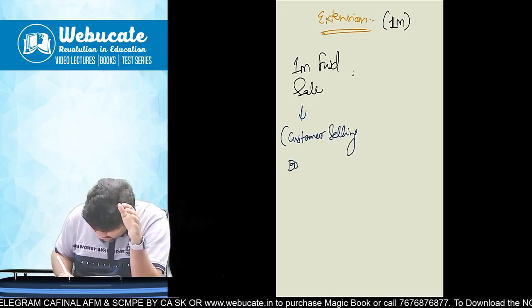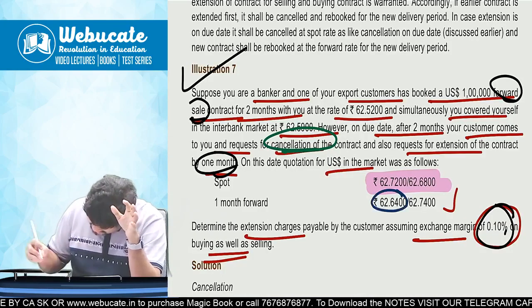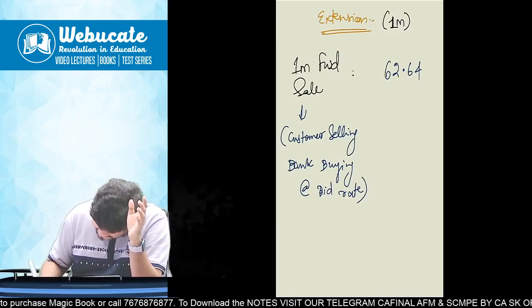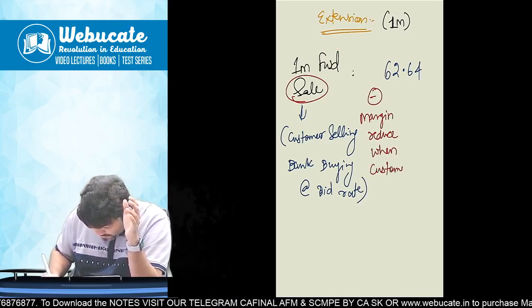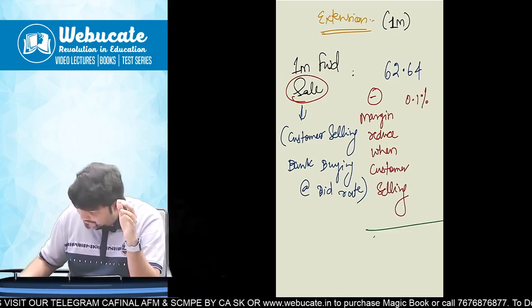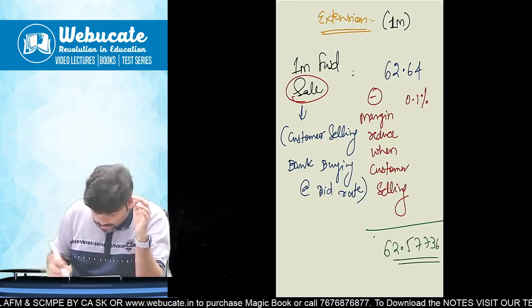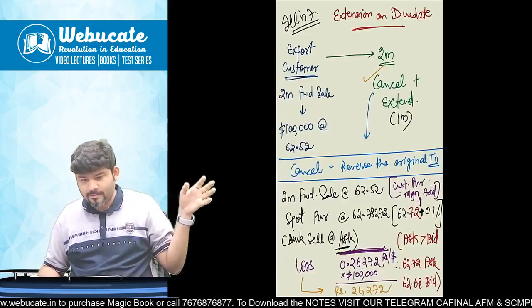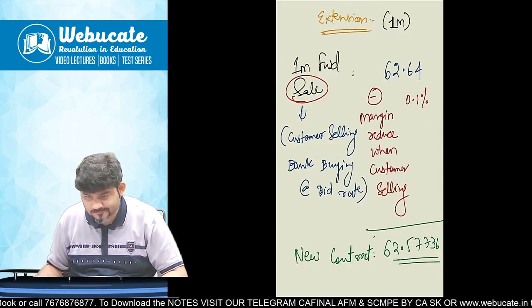selling, bank buying. Bank is always buying at bid rate. What is the bid rate? 62.64. Whenever customer is selling, margin reduce. Margin reduce when customer selling, 0.1%. So this will become how much? 62.57736. 62.57. This is a new contract. Got it? Done. Sure, clear?